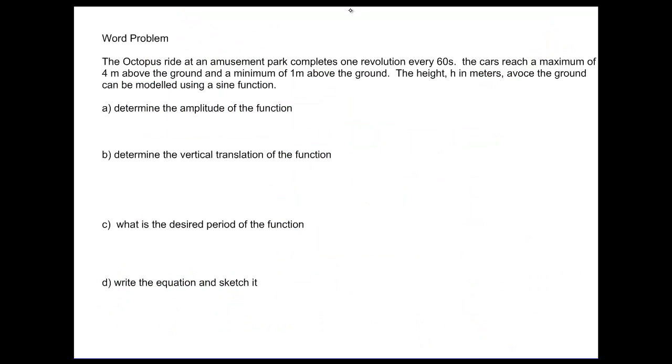Now we have a word problem, so we're going to take our knowledge and answer some of the questions. So, an octopus ride in an amusement park completes 1 revolution every 60 seconds. So that means that the period is equal to 60, 1 revolution. So that means on a normal sort of ride that is circular, it will take 60 seconds to get back to its original spot. So that is the period.